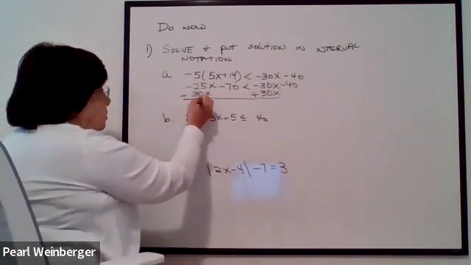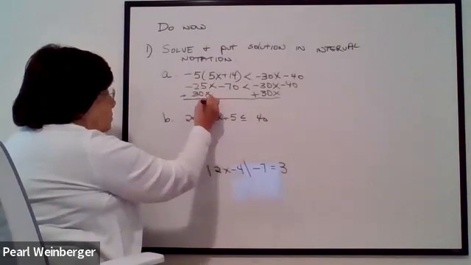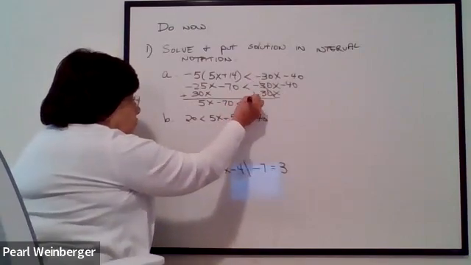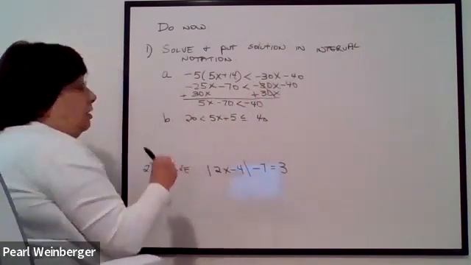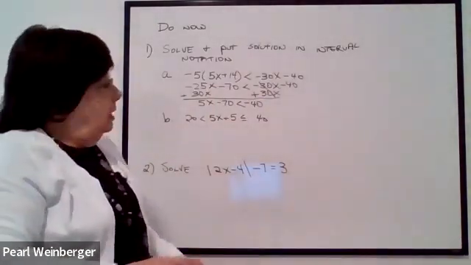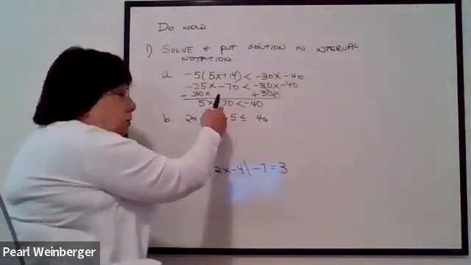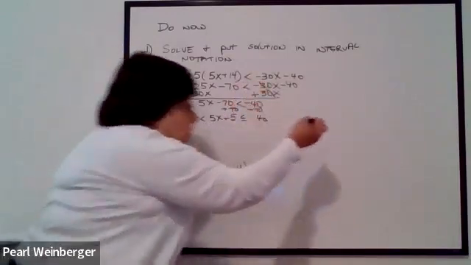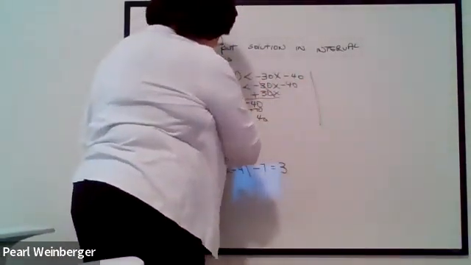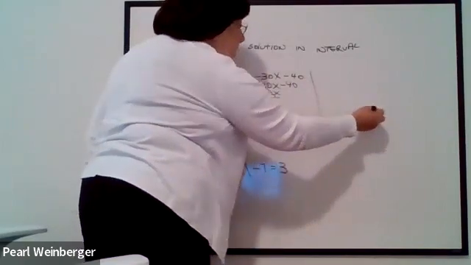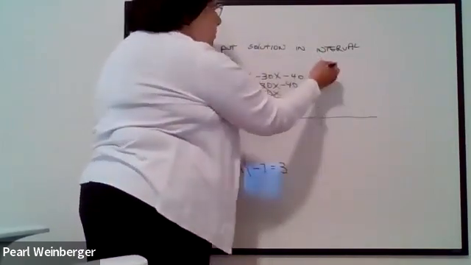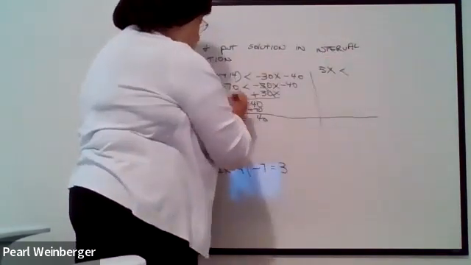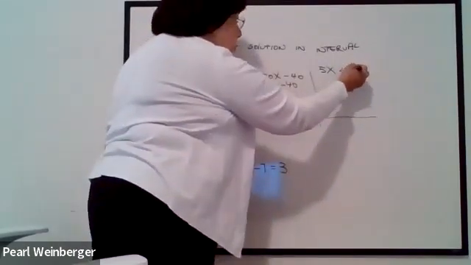-25x plus 30x is going to give us positive 5x minus 70. This is gone, is less than -40. Notice we keep the direction of the inequality the same no matter what. Then, of course, we're going to add 70 to both sides. Okay, so I'm going to go over here and finish this up because we don't want to run into space problems. So I'm going to be getting 5x less than, because this is gone now, -40 plus 70 is 30.